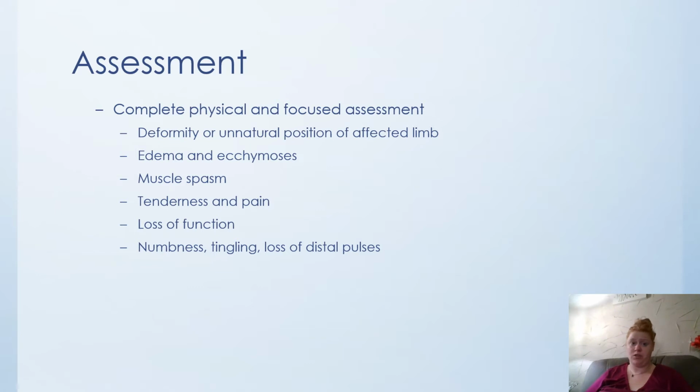Their skin temperature is going to be low. We just talked about that. If all that's impaired, we also expect their cap refill to be slowed. They might have absent sensation or decreased sensation, or they might have hypersensation. So basically, if they're underfeeling or overfeeling, we're concerned. And they're going to have some muscle weakness.